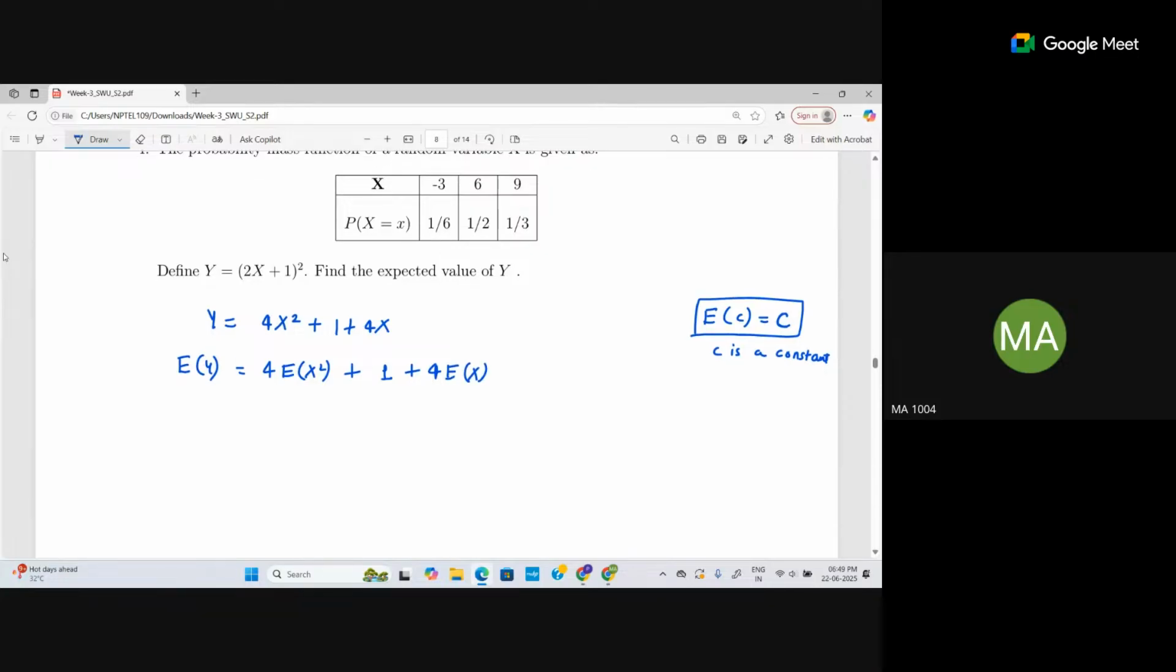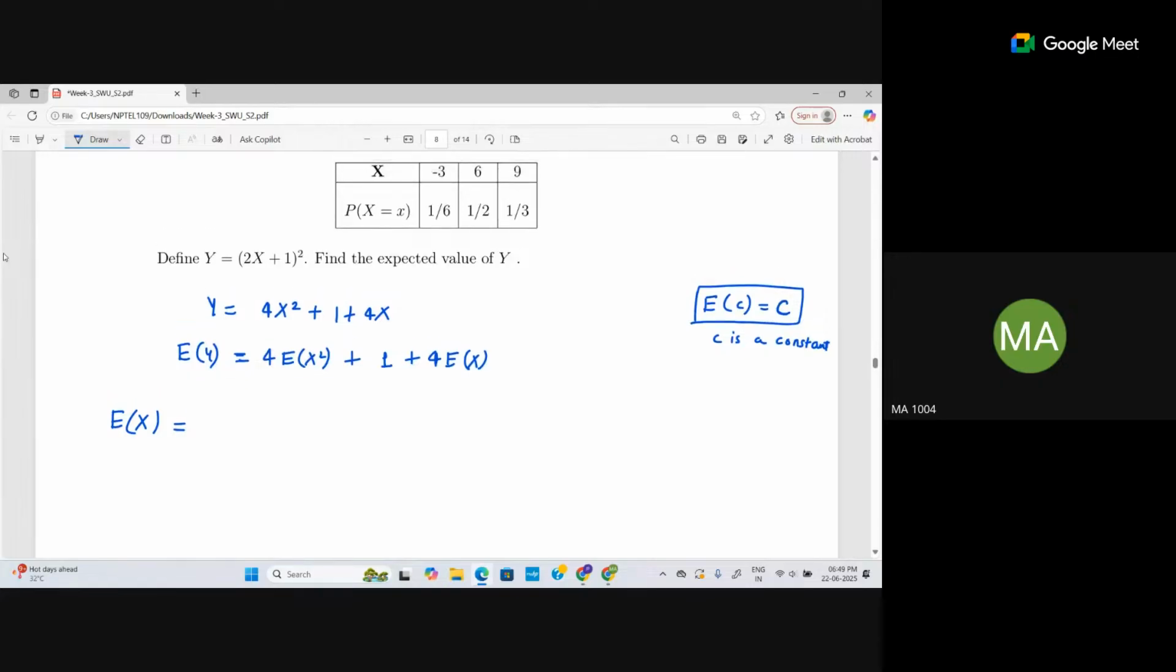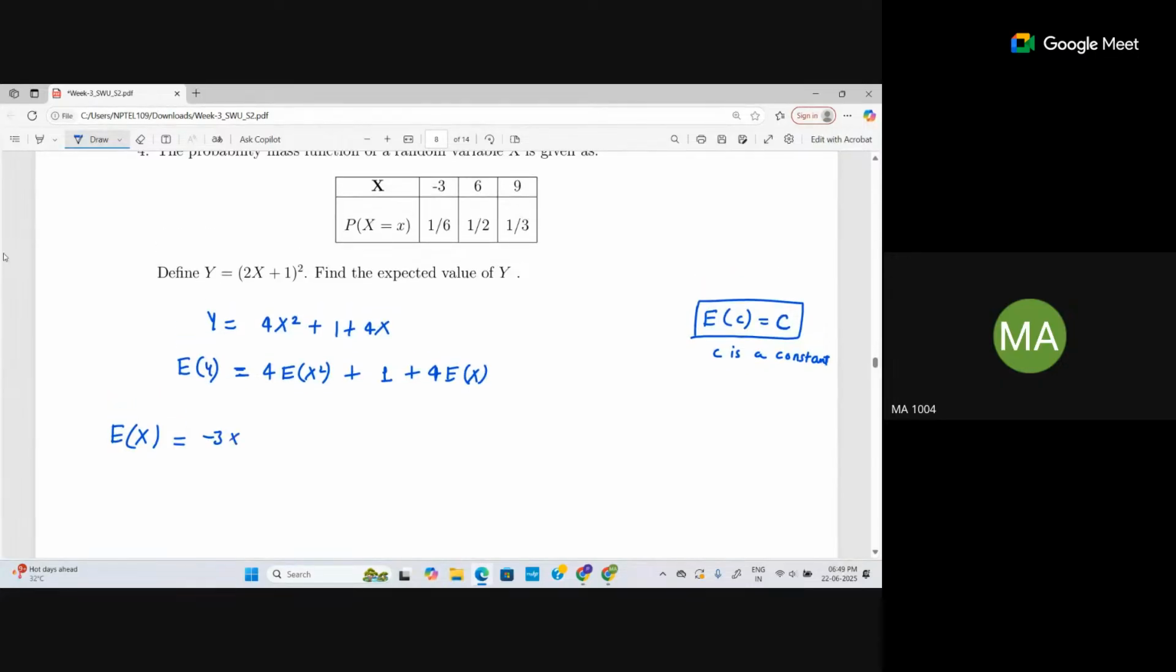Now we need to calculate two things, expectation of x and expectation of x square. So you can find the expectation of x simply here. So this is 3 into 1 by 6 plus 6 into 1 by 2 plus 9 into 1 by 3. Take the LCM. So it will be 33 by 6, right?